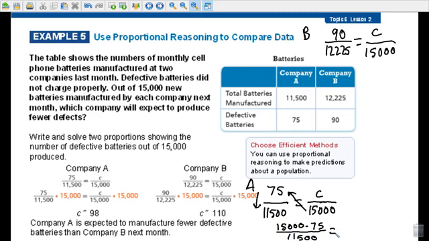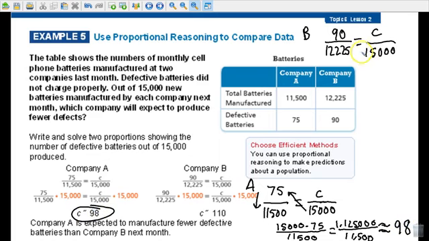So that equals 15,000 times 75 is 1,125,000. And then we will divide that by 11,500. And we will get approximately, it's not exact, approximately 98 defective batteries. And it tells me right here, so all the math is correct. We worked it out correctly.